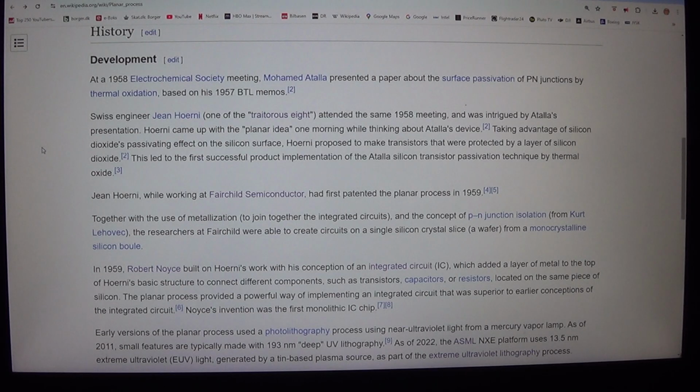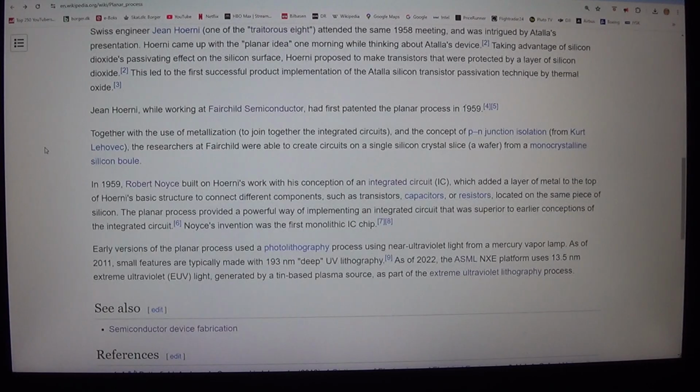Taking advantage of silicon dioxide's passivating effect on the silicon surface, Hoerni proposed to make transistors that were protected by a layer of silicon dioxide. This led to the first successful product implementation of the Atalla silicon transistor passivation technique by thermal oxide. Jean Hoerni, while working at Fairchild Semiconductor, had first patented the planar process in 1959.